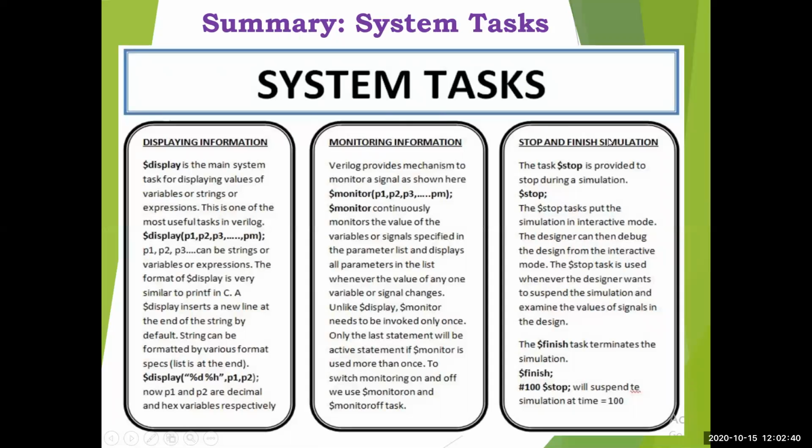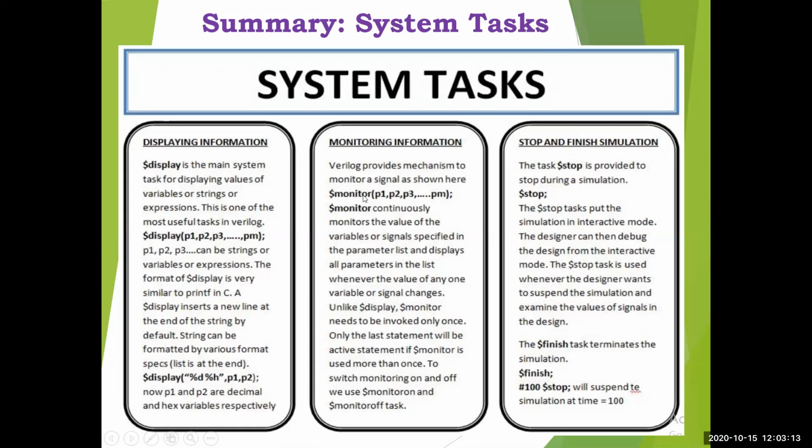There are 3 system tasks. The first one is displaying information, and all system tasks begin with the dollar symbol. $display is the main system task for displaying values of variables, strings or expressions. This is how we declare it, with parameters P1, P2, P3. And there are many format specifiers we have used, like %d, %h. We gave a table and saw examples of how to use them.